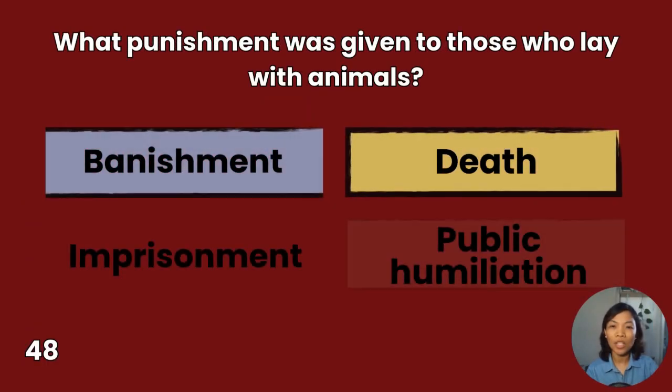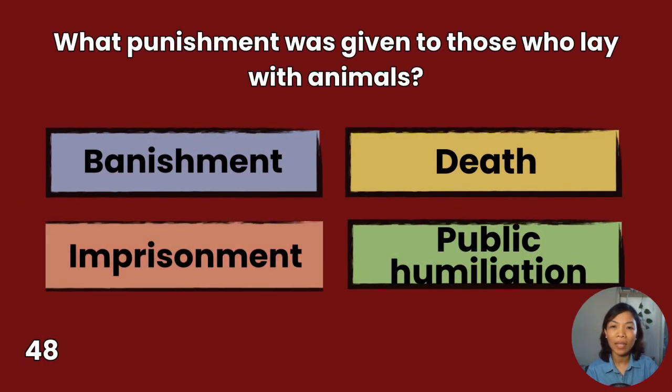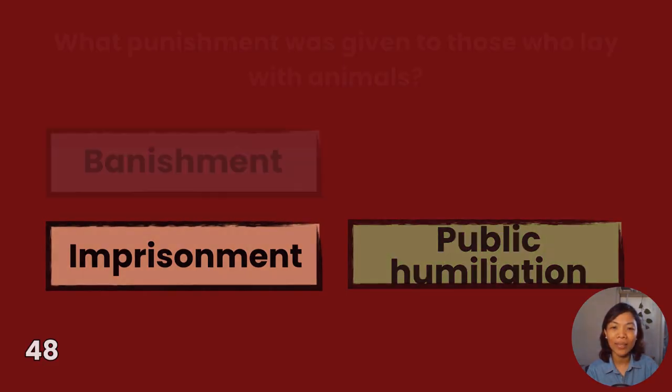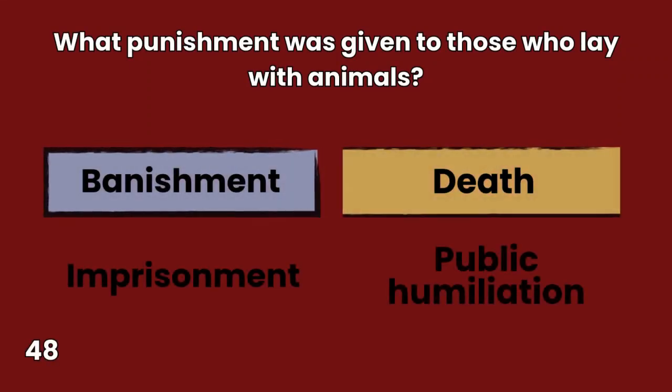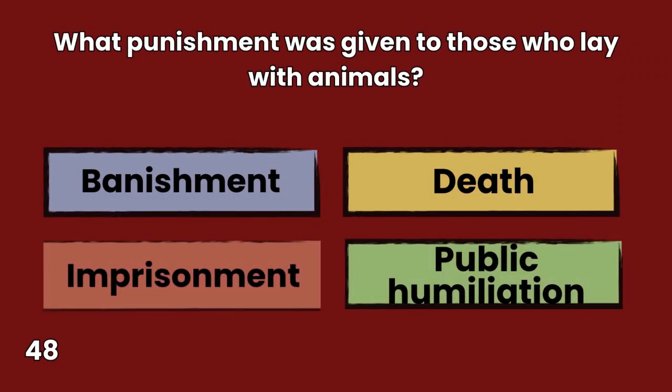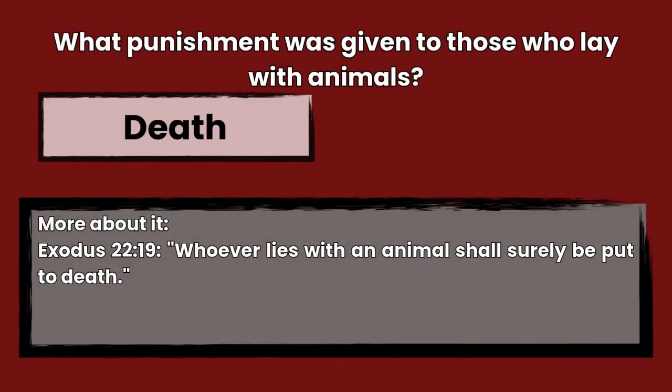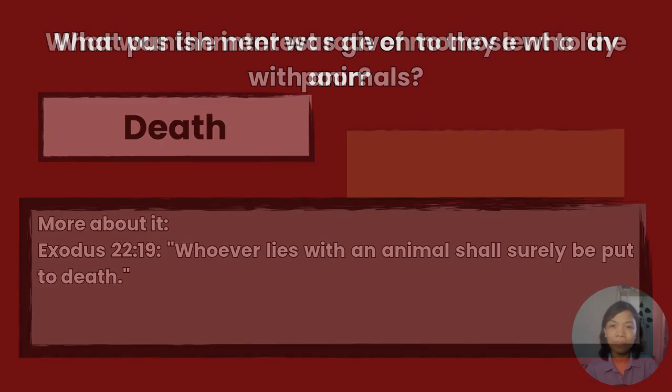48. What punishment was given to those who lay with animals? Banishment, imprisonment, death, public humiliation. You have 10 seconds to answer. The answer is death. Exodus 22:19. Whoever lies with an animal shall surely be put to death.